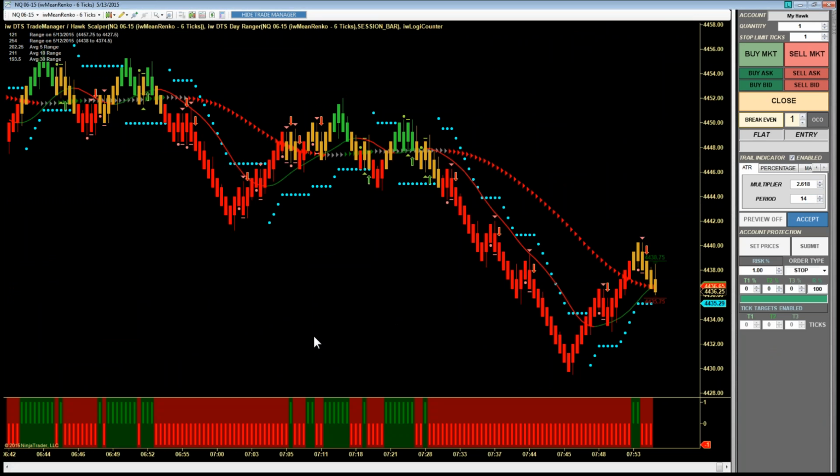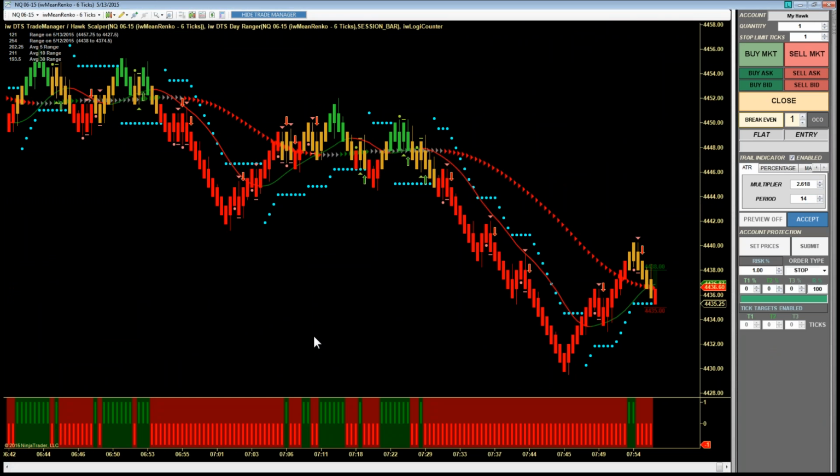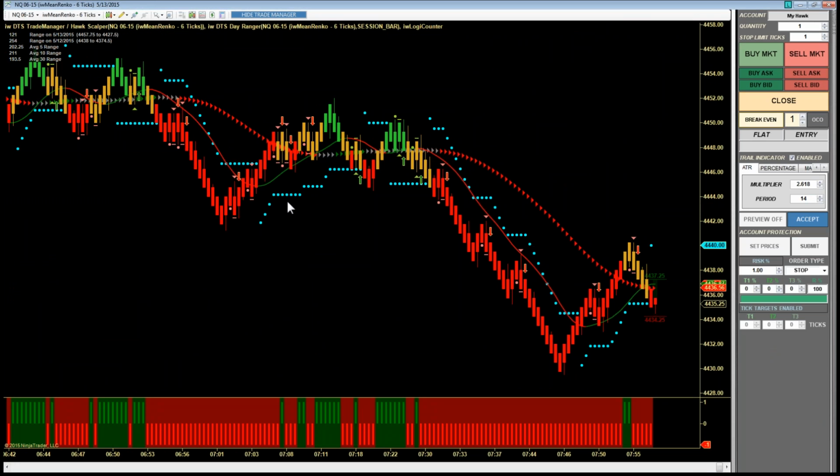Now, the way DTS produces the signals, there are signals that are higher probability signals. We don't take every single signal that the DTS system produces. And this confuses some people when they first take a look at DTS. They say, whoa, there's so many signals. But actually, we only focus on a few signals. And let me show you what I'm talking about.